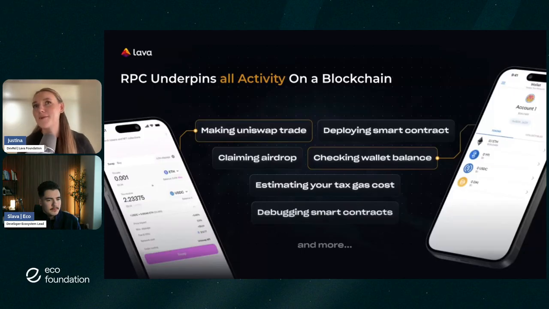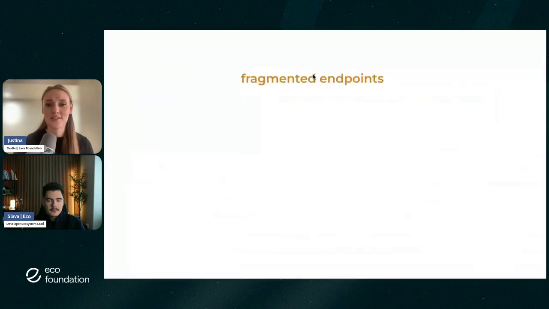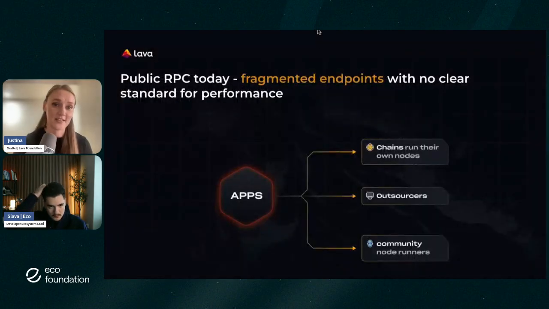But what I have seen and what the Lava Network team have seen for quite some time is that this part of the infrastructure is quite often overlooked and taken for granted until something goes wrong, and dApps lose access to the blockchain, and then everyone starts speaking about how we actually have to improve that part of the infrastructure. And the problem that developers and blockchain projects are facing right now is that the public RPC access is extremely fragmented and there is no clear standard for performance.